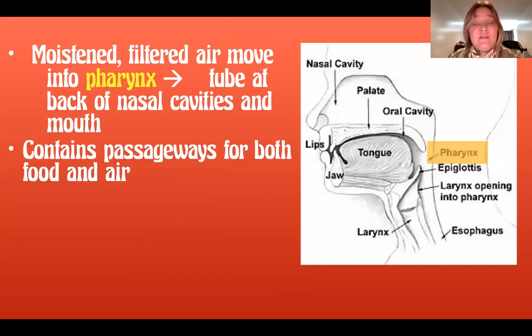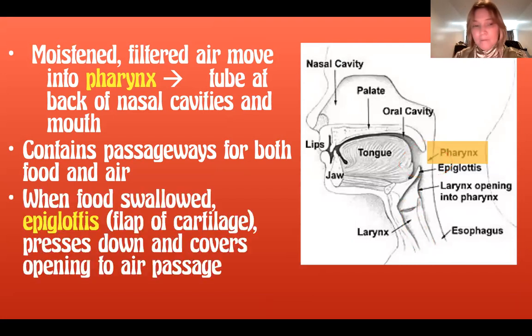Now, the moistened filtered air moves to the pharynx, which is the back of the nasal cavities and the mouth. It's just this kind of open area back here where you find the passageway for both the food down the esophagus. Like I said, the esophagus is in the back. The trachea is in the front. If you feel in the front, you're feeling your trachea, and I'll talk more about that in a minute.